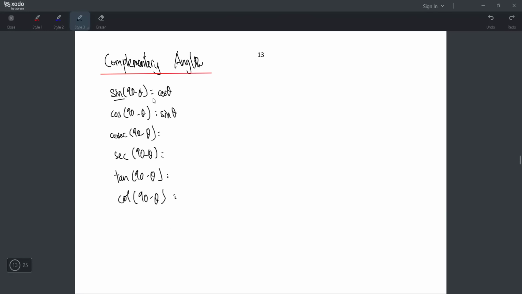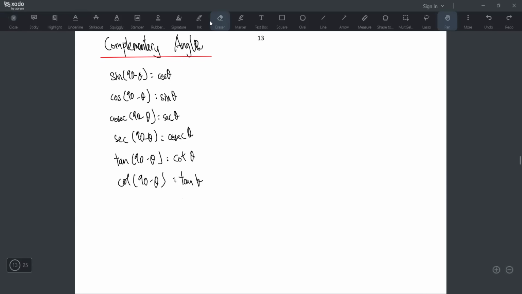Just remember sine and cos are good friends. Sine and cos are partners, and cosec and sec are partners. So cosec will become sec here, and sec here will become cosec. But tangent and cot are partners with themselves. So tangent becomes cot theta, and cot becomes tangent. So this is the formula that we will be using later.